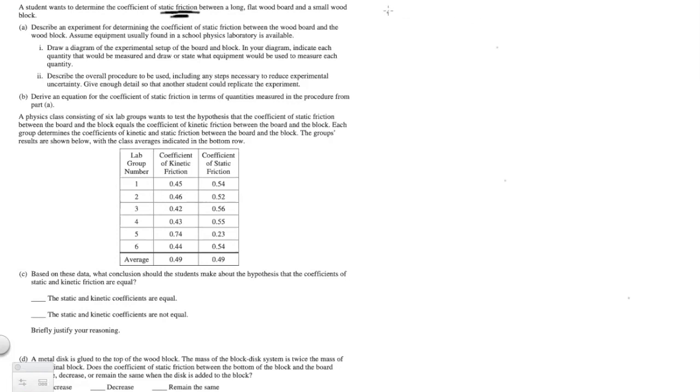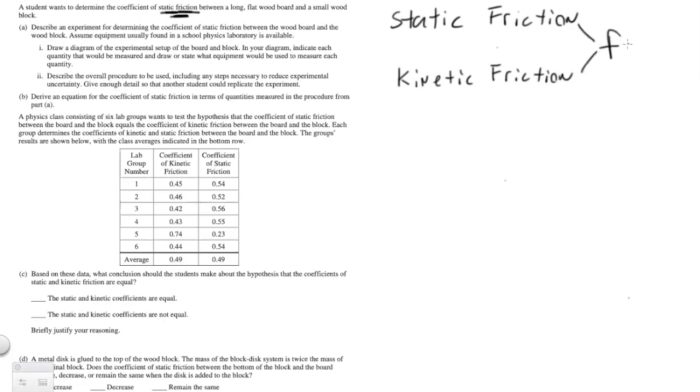There are two types of friction. There's what we call static friction, and then the other type of friction is kinetic friction. Now, the equation for both of these, whether you're doing static or kinetic, is friction equals coefficient multiplied by the normal force, where N represents normal force. If you're talking about static friction, this would be mu static. And if you're talking about kinetic friction, this would be mu kinetic.